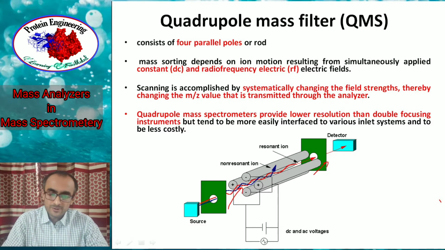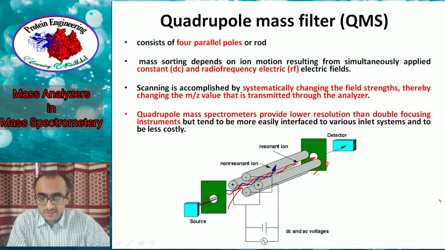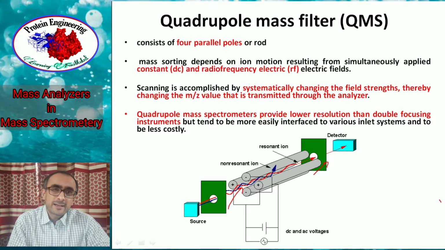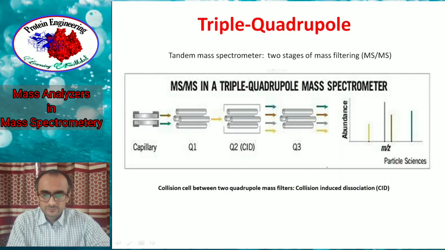These kinds of quadrupole mass filters provide lower resolution in comparison to double focusing instruments, but at the same time they are the cheapest mass analyzers available, and they can be easily interfaced to various inlet systems.